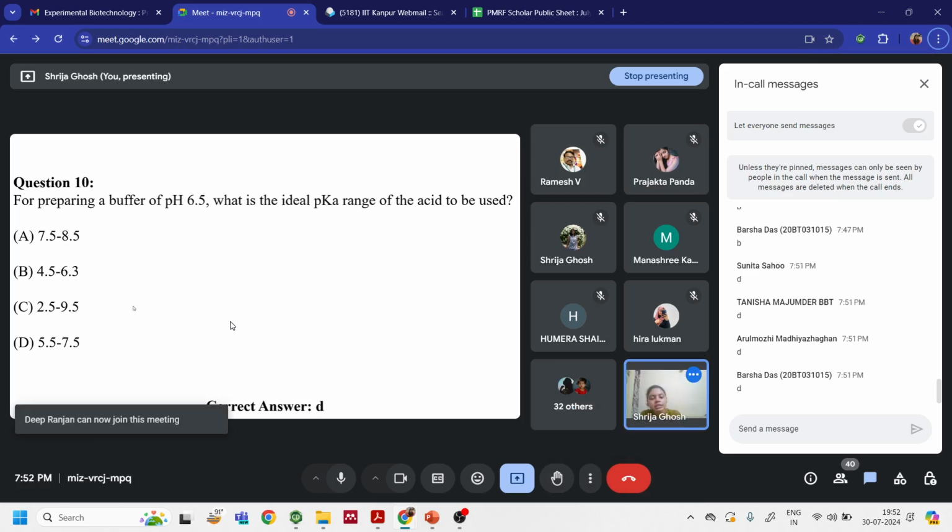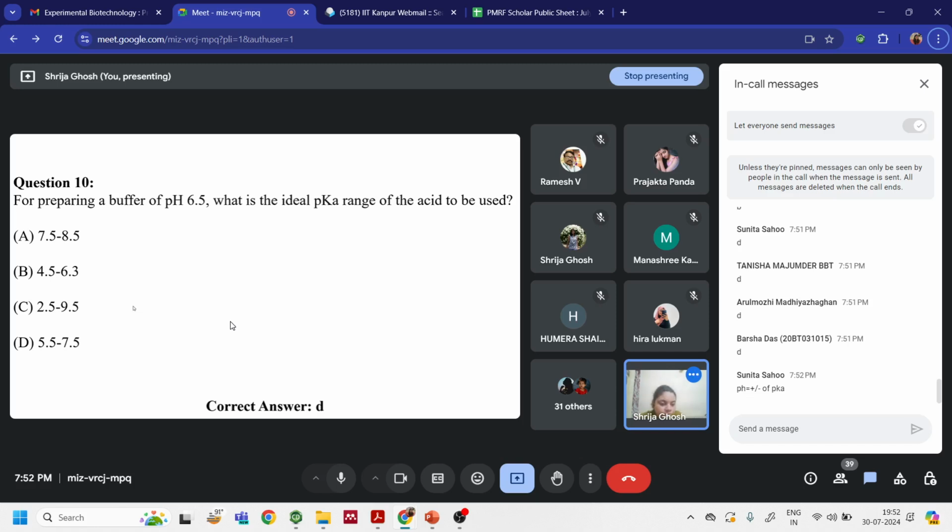So basically, what do you mean by a buffer? A buffer is a solution where, yes Sunita, pH is equal to plus or minus of pK. Yes. So a buffer is basically a solution in which if you add a small amount of acid or a small amount of base, the pH will not shift drastically. Okay.